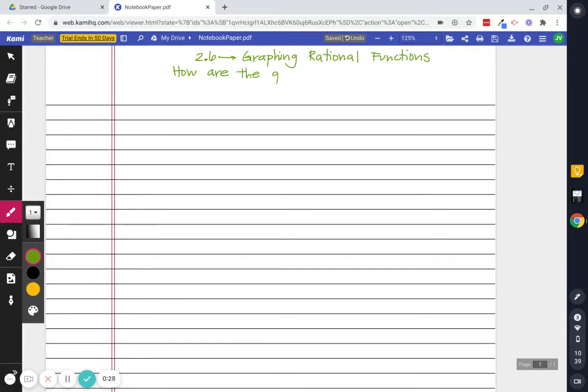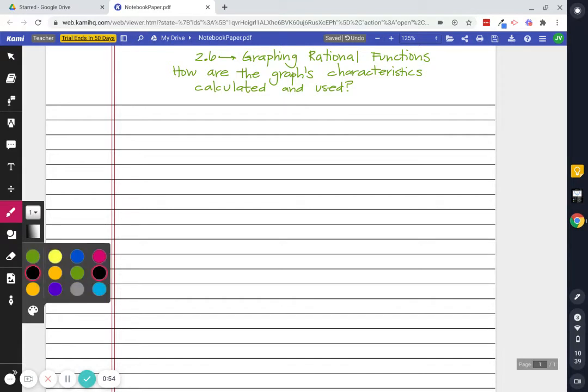So we are going to start off by looking at lots of characteristics of these rational functions, specifically with respect to their graph, because the function, equation, and graph are all so connected, right? The equation tells us stuff about the graph, the graph tells us stuff about the equation. So how are the graph's characteristics calculated and used? So first of all, a rational function, r of x, is defined as f of x over g of x, and f and g are both polynomials.